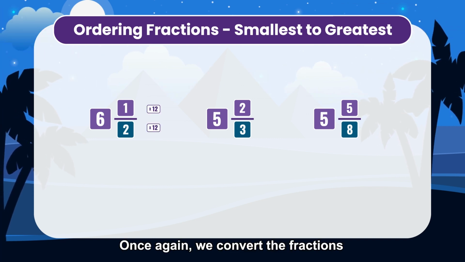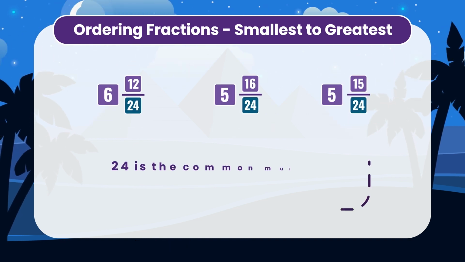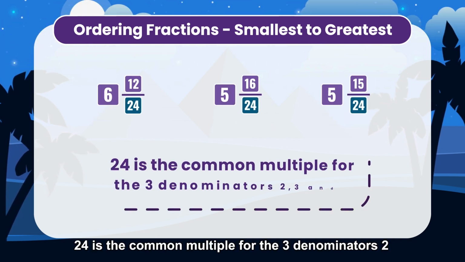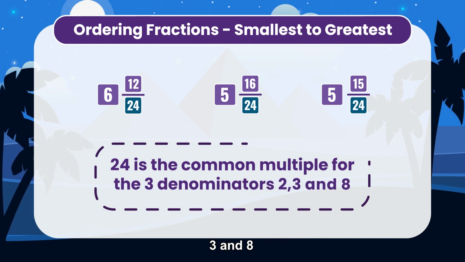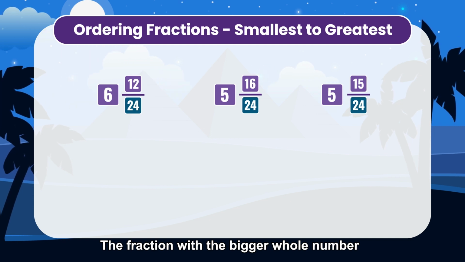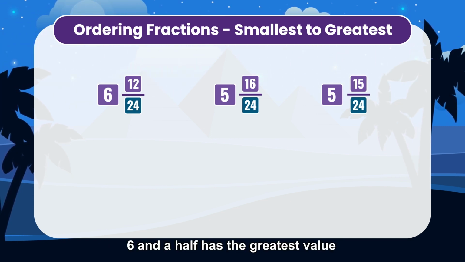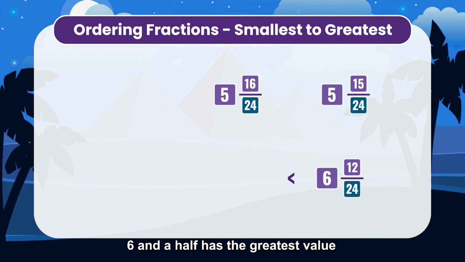Once again, we convert the fractions so that the denominators are common. 24 is the common multiple for the three denominators 2, 3, and 8. The fraction with the bigger whole number has the greatest value. 6.5 has the greatest value.